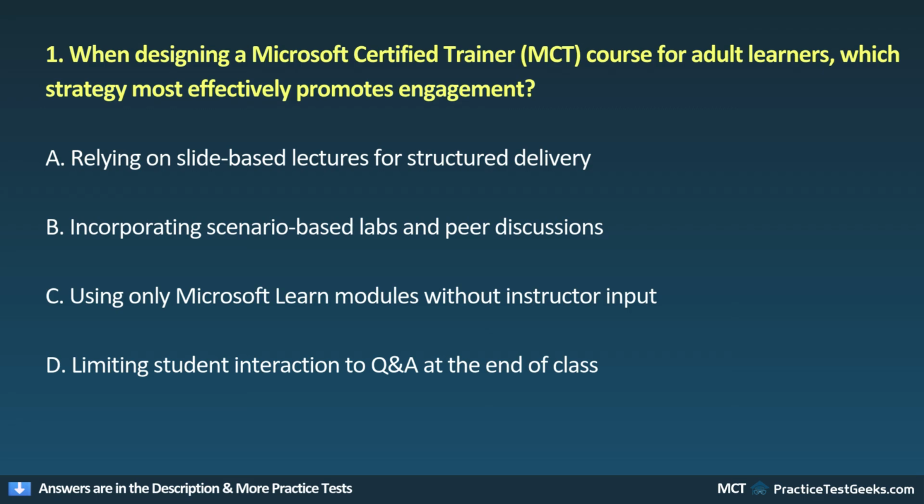1. When designing a Microsoft Certified Trainer (MCT) course for adult learners, which strategy most effectively promotes engagement? A. Relying on slide-based lectures for structured delivery. B. Incorporating scenario-based labs and peer discussions. C. Using only Microsoft Learn modules without instructor input. D. Limiting student interaction to Q&A at the end of class.